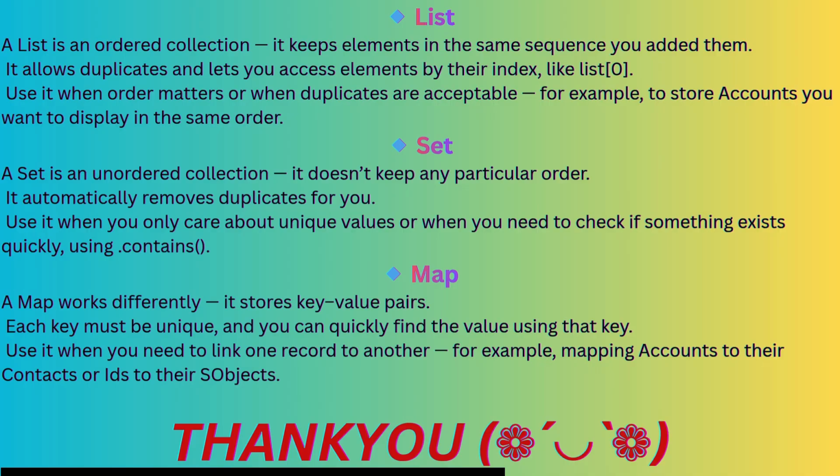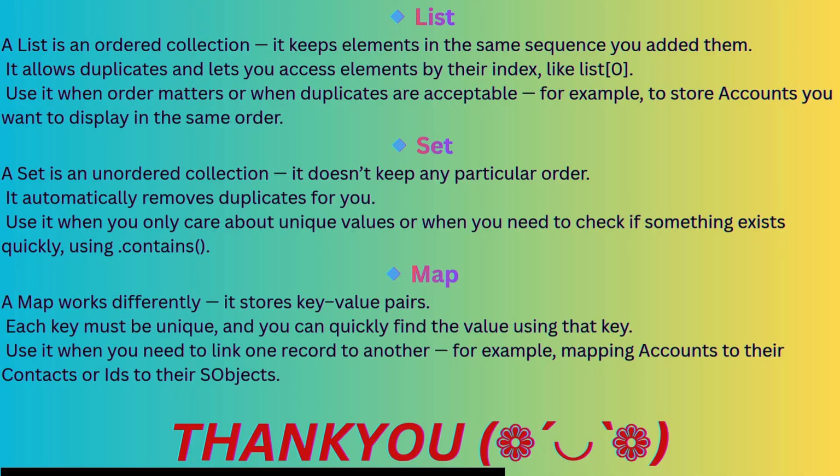A list is an ordered collection, so it keeps elements in the same sequence you added them, allows duplicates, and lets you access elements by their index. Use it when order matters or when duplicates are acceptable, for example to store accounts you want to display in the same order. A set is an unordered collection and doesn't keep any particular order. It automatically removes duplicates for you. Use it when you only care about unique values or when you need to check quickly if something exists, like using dot contains.